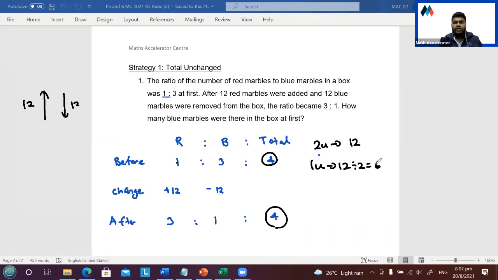So how many blue marbles were there in the box at first? Can you all type the answer in the chat? Yep, correct. So blue marbles at first, before, 3 units. So write down 3 units. So 3 times 6 equals 18.